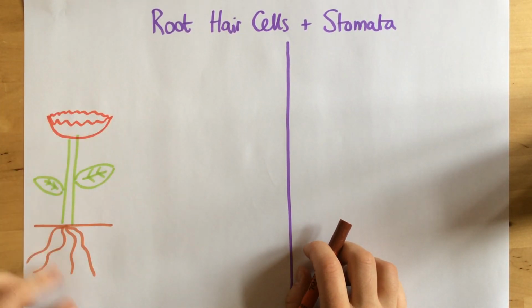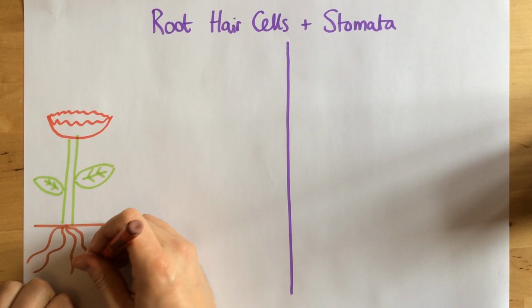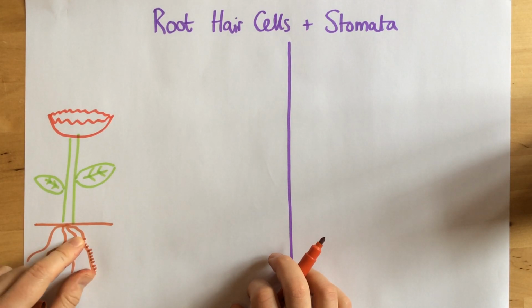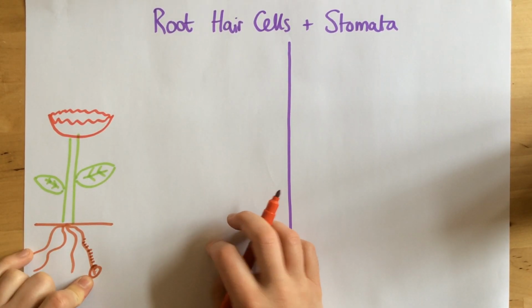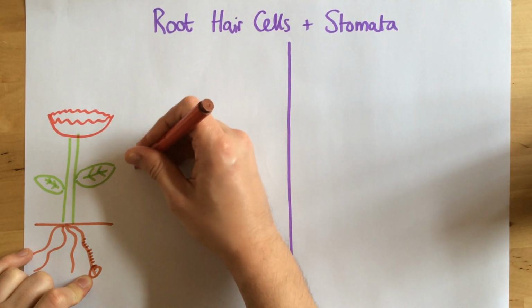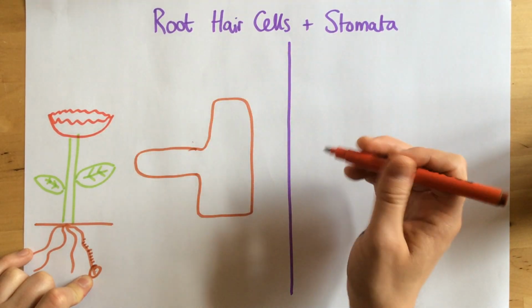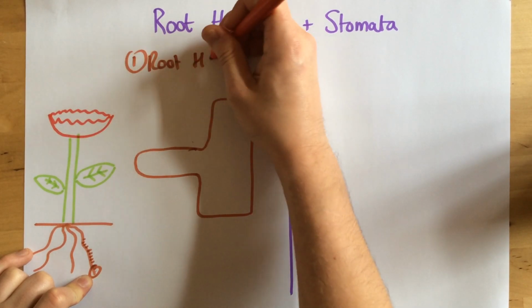So here is a plant. If we were to look very closely at the roots of a plant, we'd see that there are millions and millions of these tiny little hairs. Now, just one of those is one root hair cell. So I'm going to draw the structure of a root hair cell right here. Okay, so this here is our root hair cell.